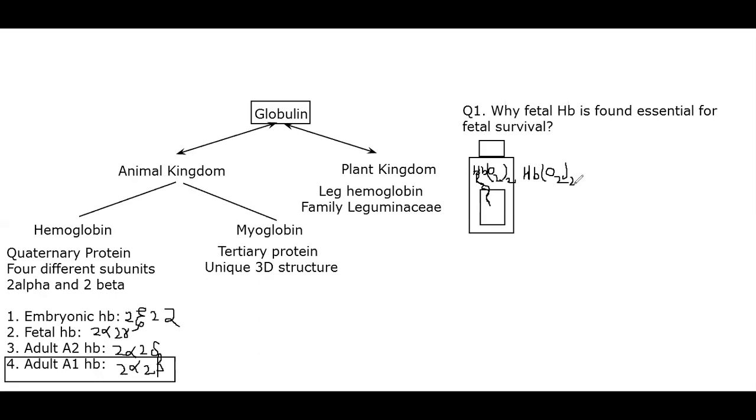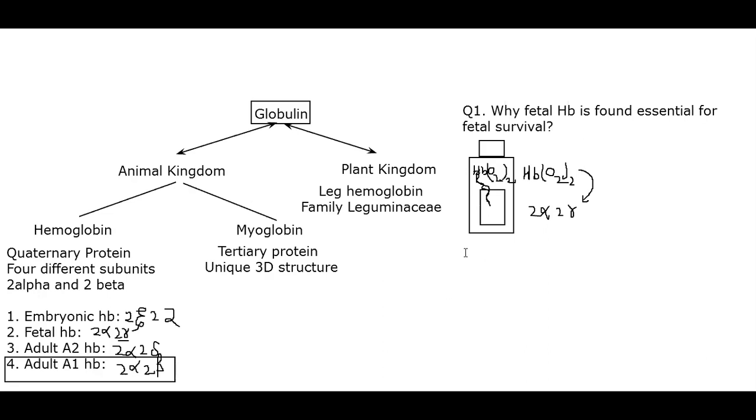Now, when the mother is providing the deoxygenated blood to the developing fetus, how is this fetus going to survive? Actually, because of this particular chain that is referred to as the gamma chain. The hemoglobin present in the fetus is 2 alpha and 2 gamma, and this fetal hemoglobin has the ability to extract oxygen molecules even from deoxyhemoglobin.